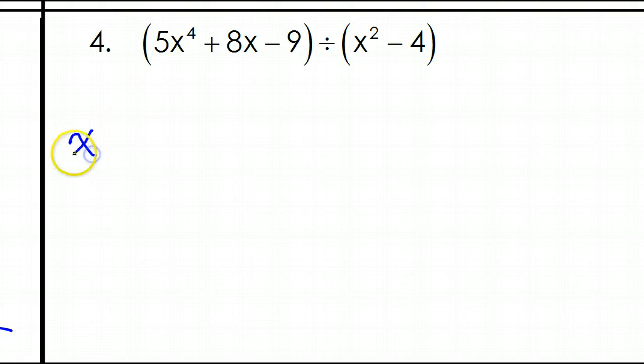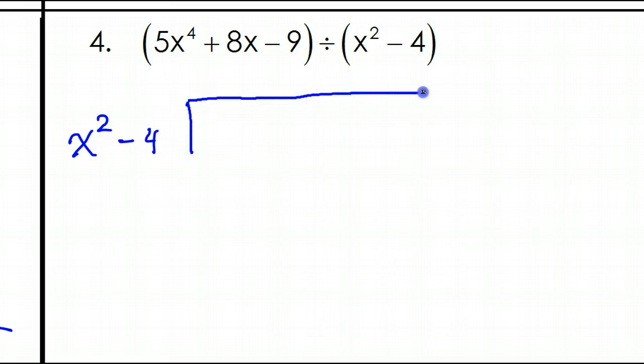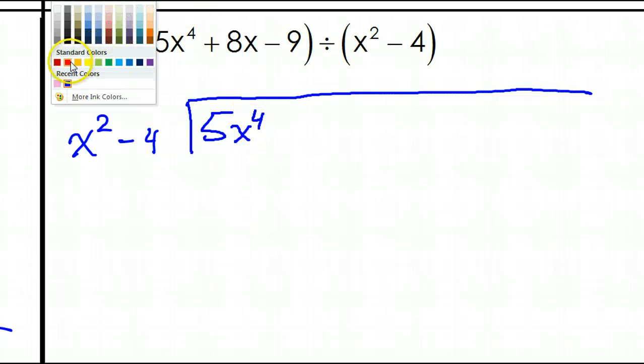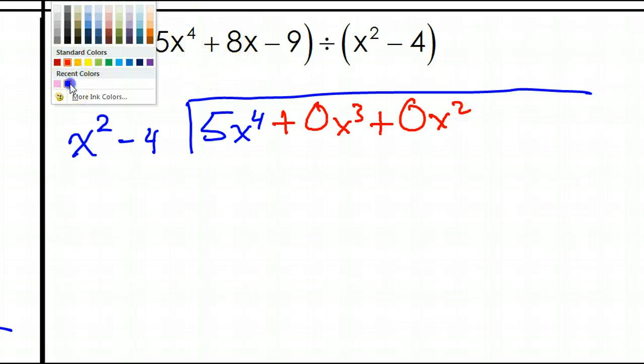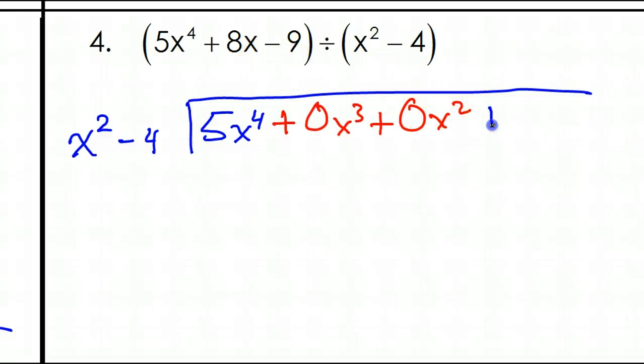On the outside, we have our x squared minus 4. Okay, x squared minus 4. On the inside, being careful of our missing terms, I've got 5x to the 4th power, and then here come 2 missing terms. So there should be a 0x to the 3rd power and a 0x squared. Both of those were missing. Then I can pick up where I left off with the 8x and the minus 9. So it's 4, 3, 2, 1, 0.